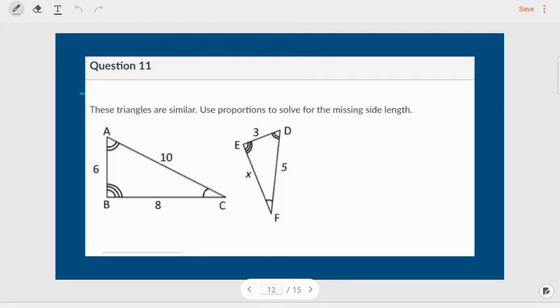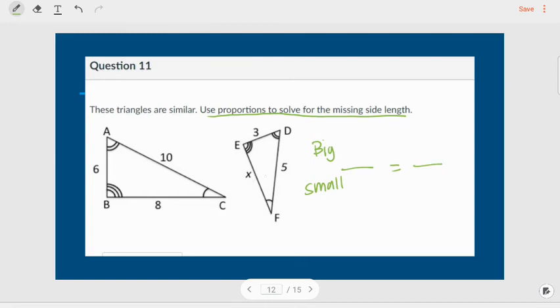So let's go ahead and look at this diagram. Well, I know these are similar because I have 1, 2, 3 pairs of congruent angles, and I only need 2 in order for them to be similar. So because they are similar, I can use proportions to solve for the missing lengths. Remember what that looks like. Two fractions equal to each other. And I'm going to put the big triangle information on top and the small triangle information on bottom.